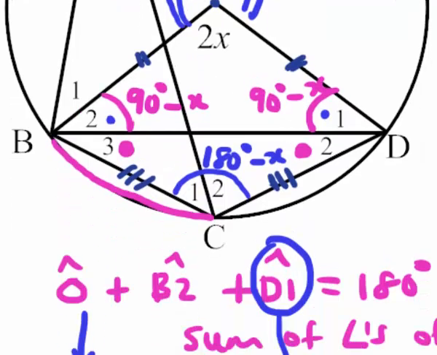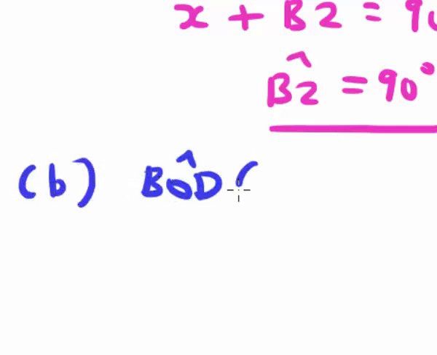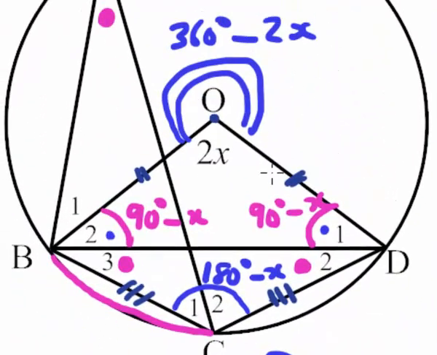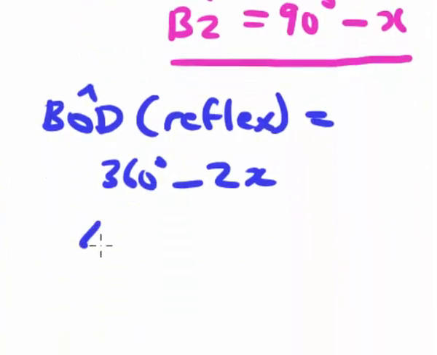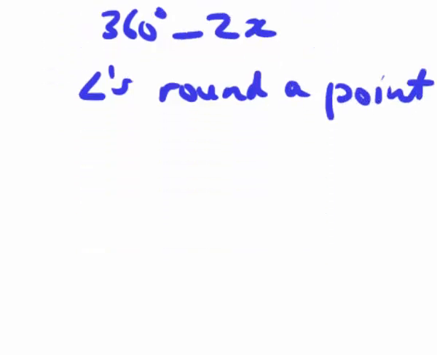So let's write that into good mathematical language here. What we can say is that the angle BOD, and that's a reflex angle, remember, bigger than 180 degrees, is going to be equal to 360 minus the 2x, because that's angles around a point. So if you want to put a reason there, this is angles round a point.